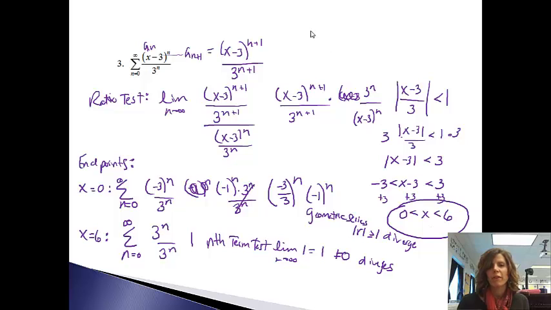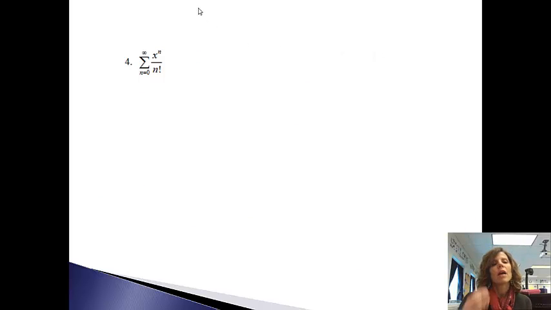And then from here, to get the radius, we will just do 6 minus 0, which is 6. We'll divide by 2. So we'll get a radius of 3. All right. Okay, last problem. This one's a little bit different.